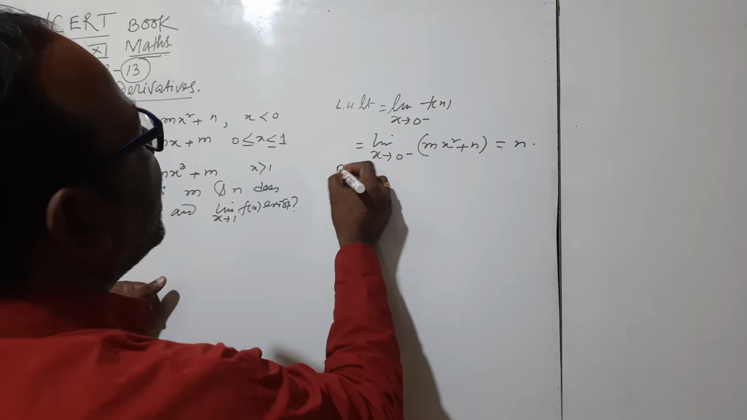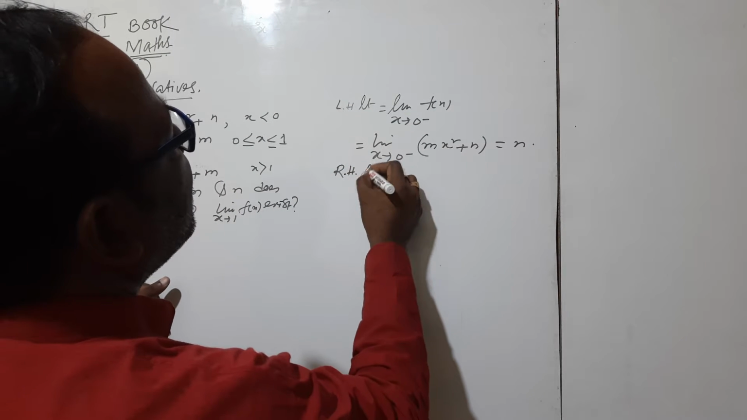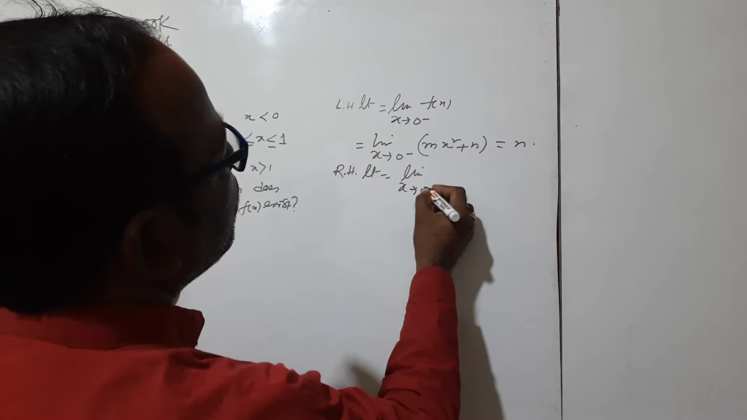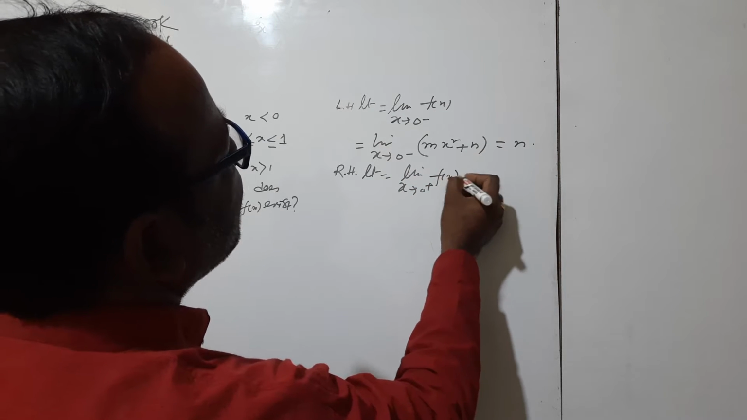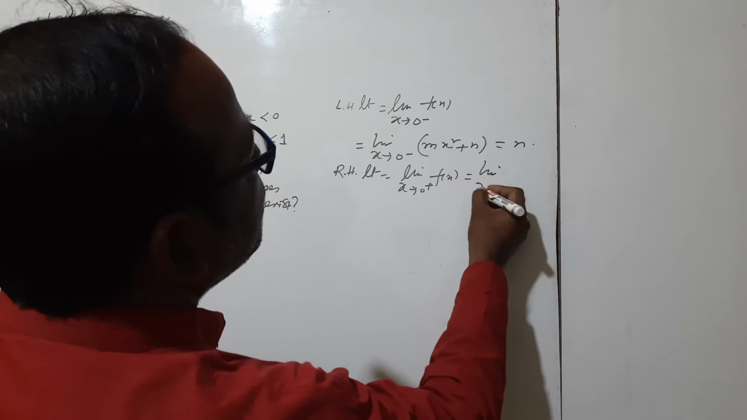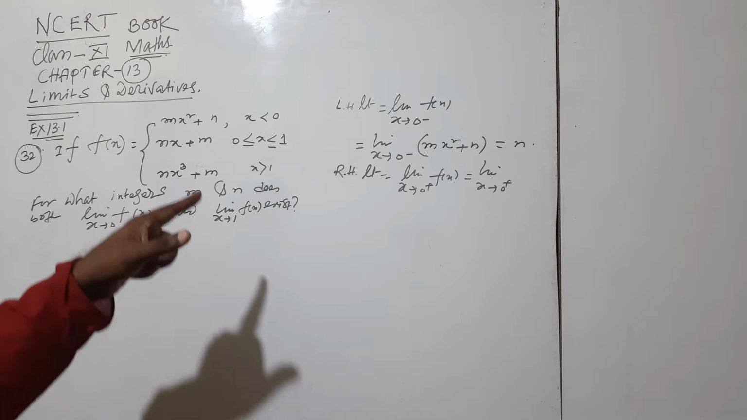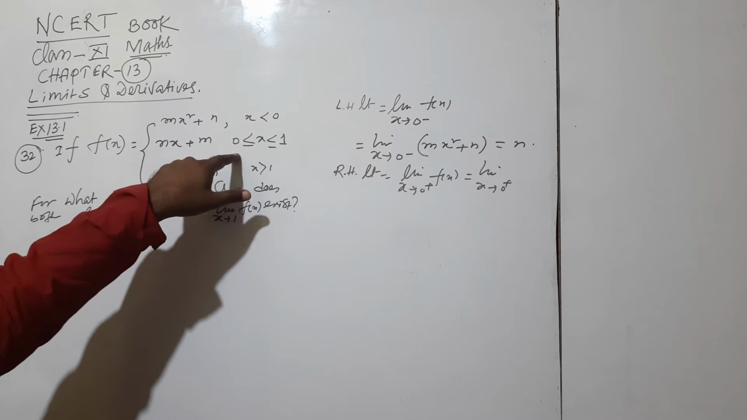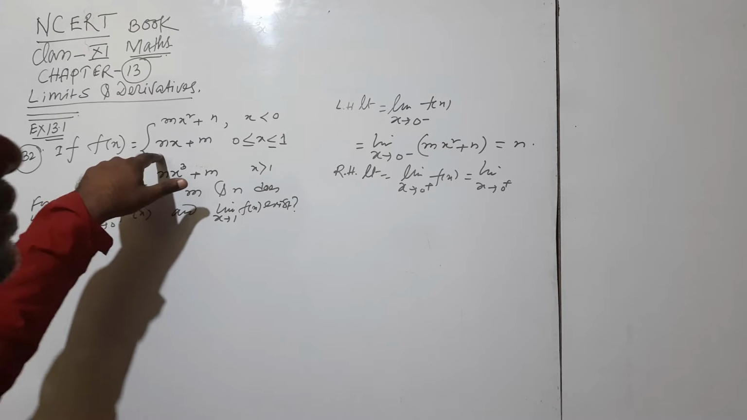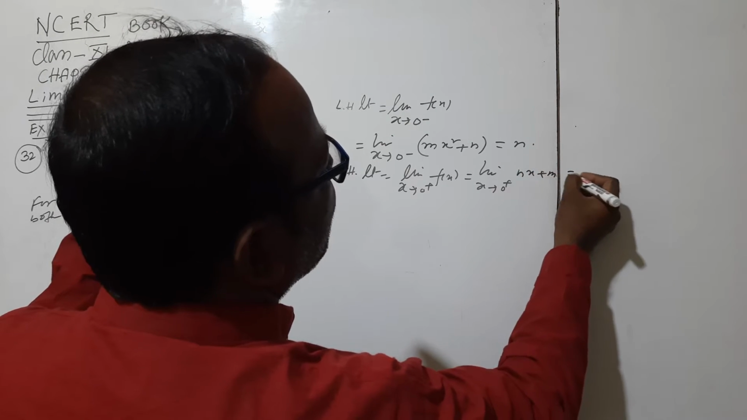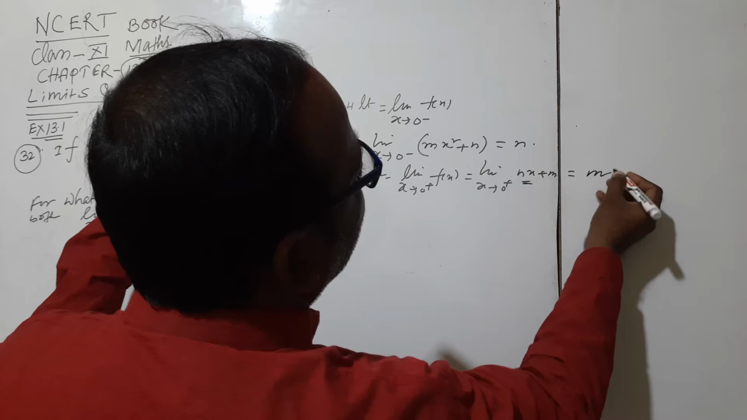Now the right hand limit is equal to the limit as x tends to 0 plus of f of x, and this is actually more than 0. See which condition would be satisfied for more than 0. So x is greater than or equal to 0, so we take this function for f of x, that is nx plus m. If we put 0, we get m.